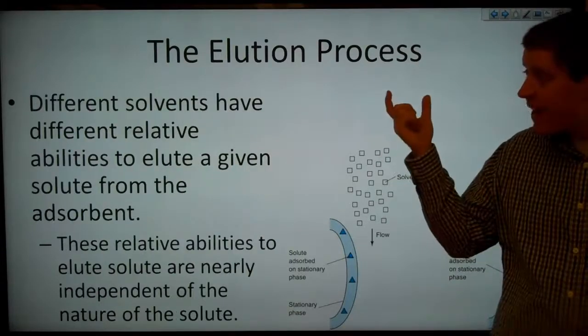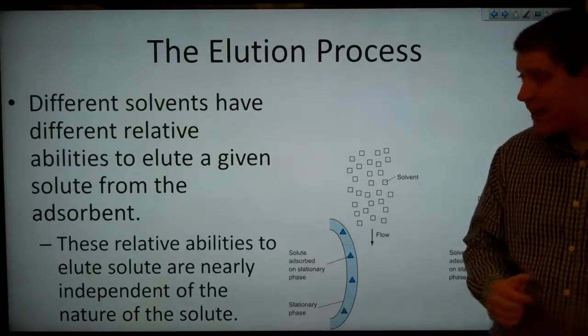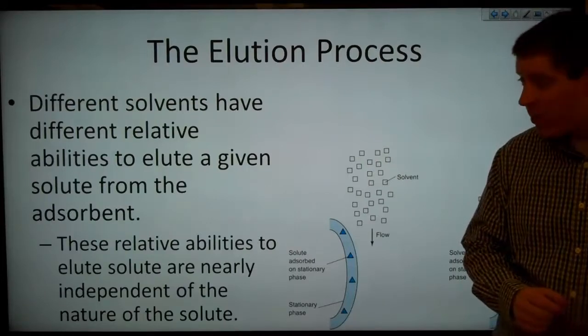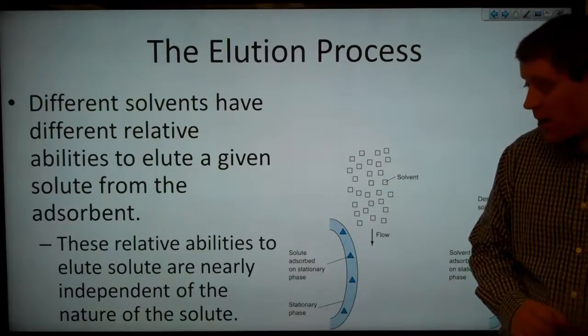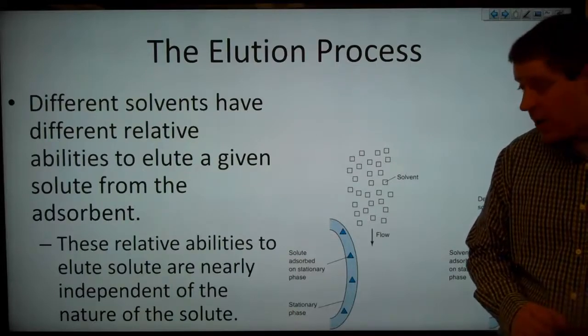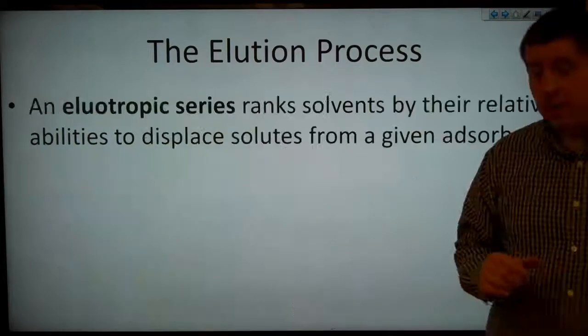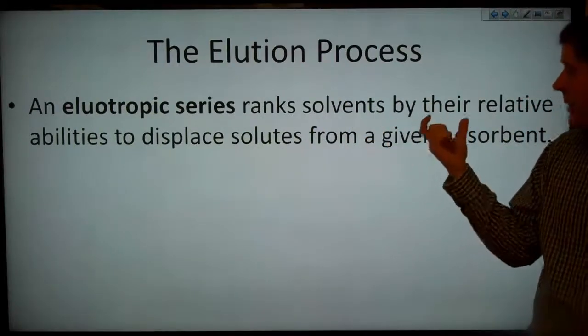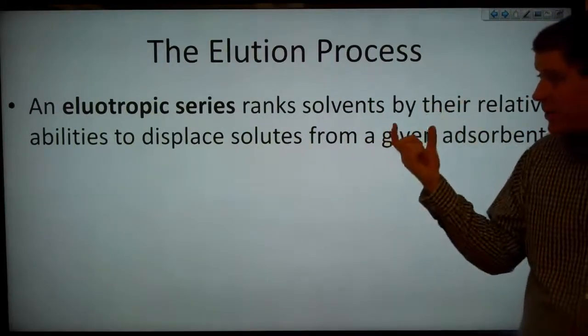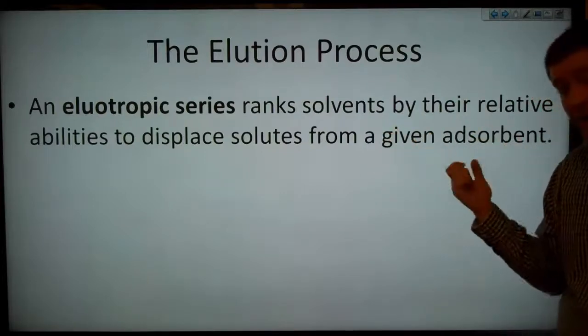Now, different solvents have different relative abilities to elute a given solute from the adsorbent. These relative abilities to elute solute are nearly independent of the nature of the solute. So, an eluotropic series ranks solvents by their relative abilities to displace solutes from a given adsorbent.